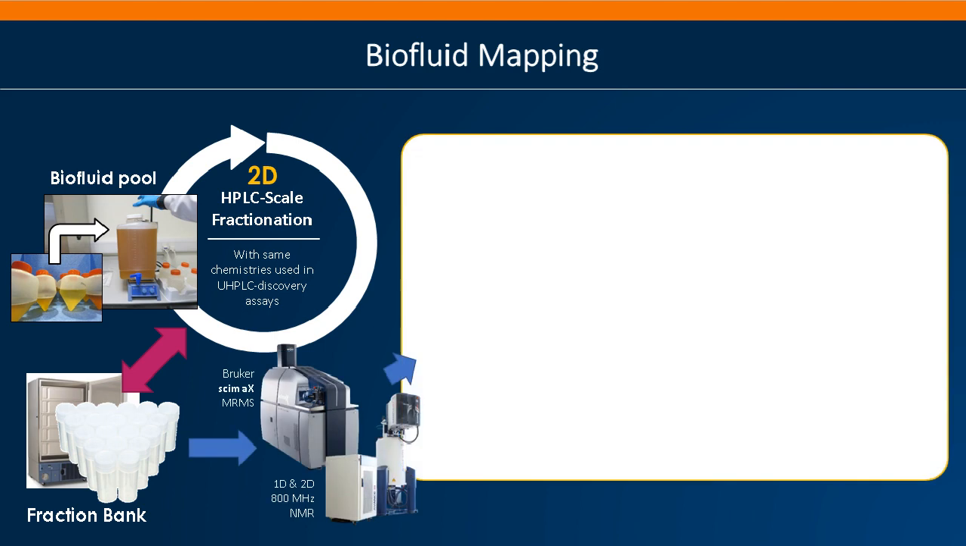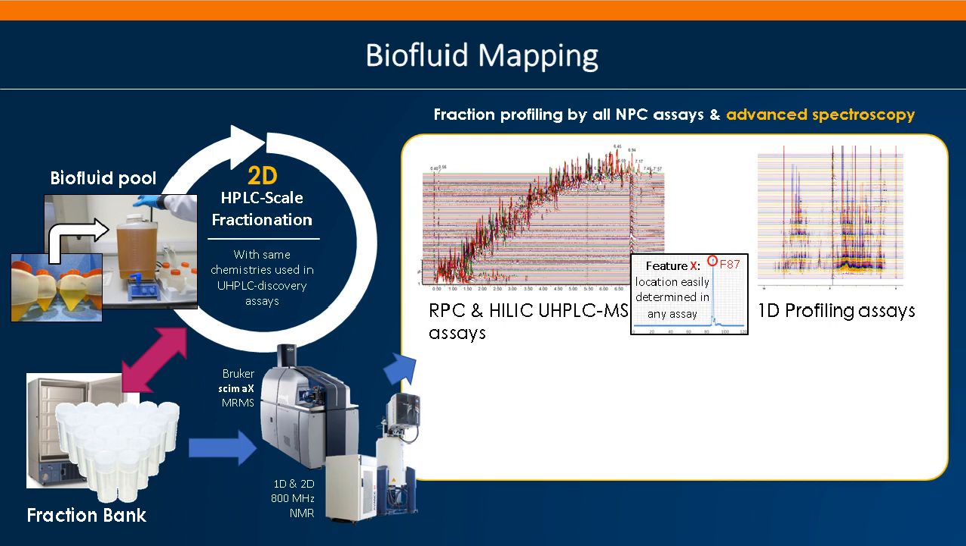And then we utilize these same tools, the MRMS, the NMR, also our routine UHPLC-MS assays, as well as our routine 1D profiling assays, which are being applied to all samples being measured within the Phenome Centre. And in doing so, we're able to start to translate between technologies. So, for example, a biomarker found in an LC-MS assay, we can look in our fraction bank and we can say that biomarker appears in this case, for example, in fraction 87.